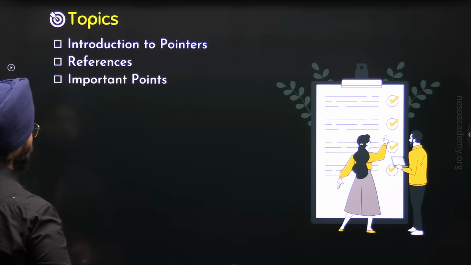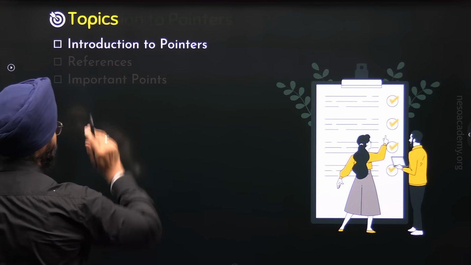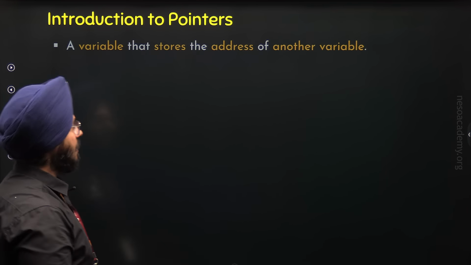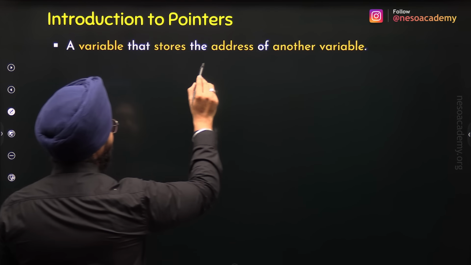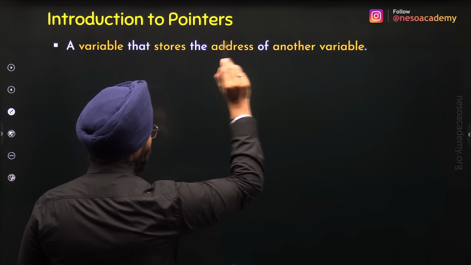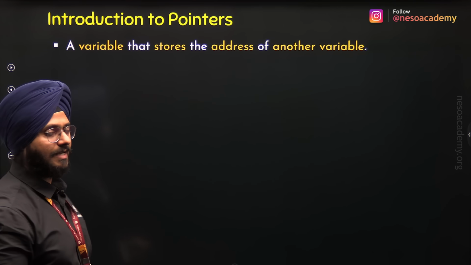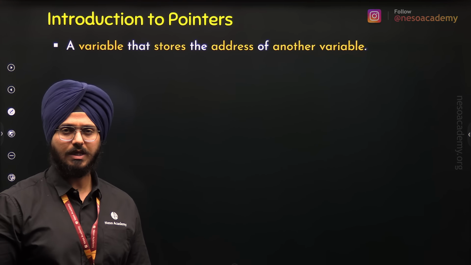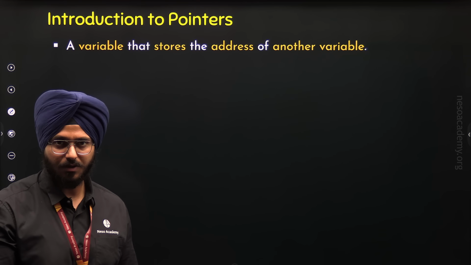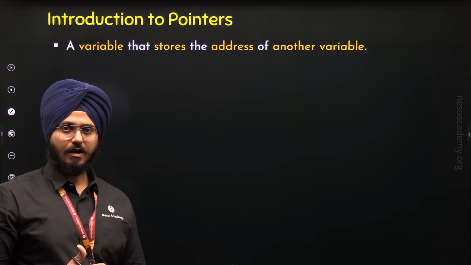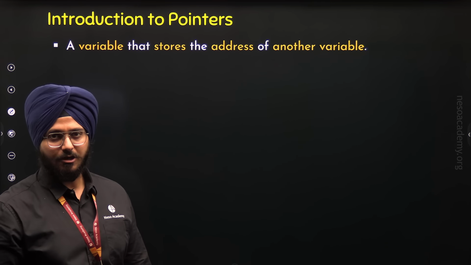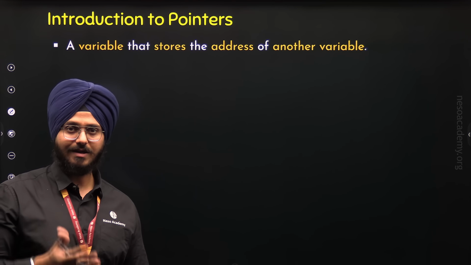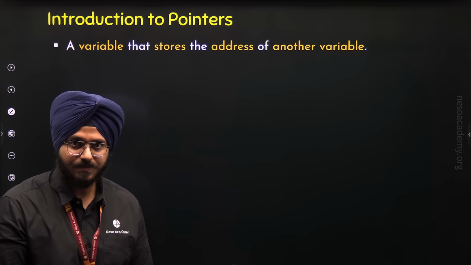Let's start with the first one, Introduction to Pointers. So what are pointers? A pointer is a variable that stores the address of another variable. So think of it as a special kind of variable which has the capability to store the address of some other variable. We know that normally a variable can hold a value, but a pointer is a special type of variable that can hold an address.